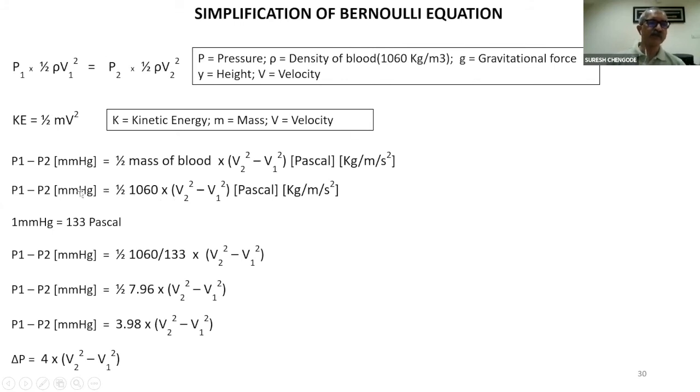Now, the unit of the delta P, or the pressure drop, is in millimeters of mercury, while the unit of the kinetic energy is in pascals. To standardize it, this pascals will have to be converted into millimeters of mercury. You see that 1 millimeter of mercury is equal to 133 pascals. So you have to divide this 1060 by 133, and you get a value which is 7.96. And this half is still persistent here. So half of 7.96 will be 3.98, which is rounded off to 4. So that is how you get the value 4.